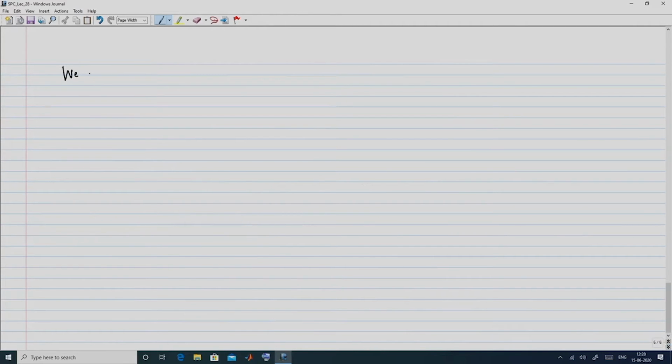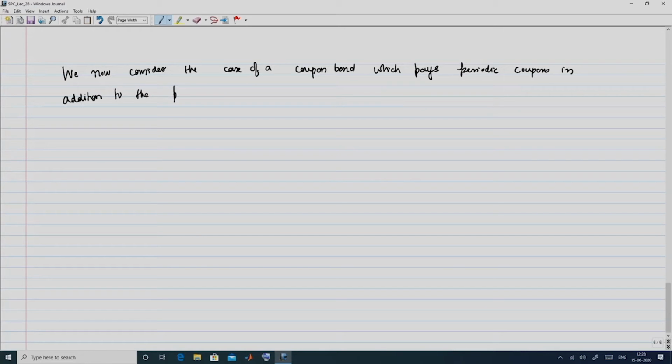Okay, now that we are done with the zero coupon bond, we now consider the case of a coupon bond, which pays or has payouts of periodic coupons in addition to the par value. So, in the zero coupon bond you only had the par value, but now in case of coupon bonds, in addition to the par value you will have periodic coupons.